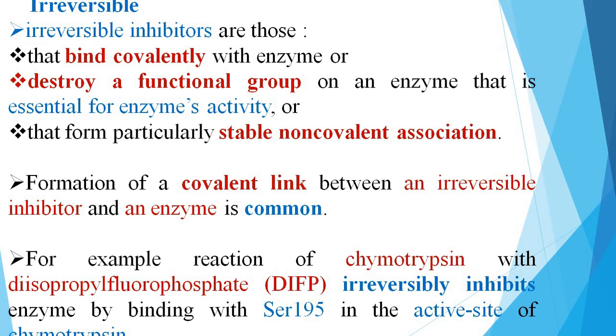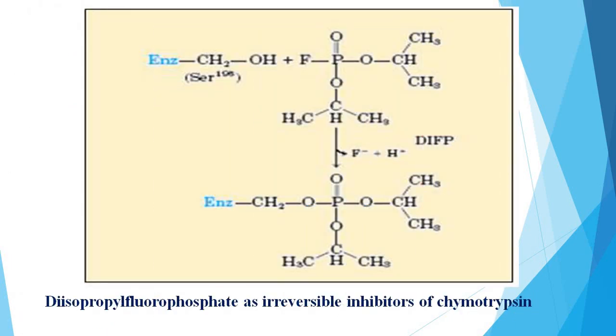For example, the reaction of chymotrypsin with diisopropyl fluorophosphate, DIFP, irreversibly inhibits the enzyme by binding with the serine 195 in the active site of the chymotrypsin. Diisopropyl fluorophosphate is a nerve gas that was developed by the Germans during the Second World War, and it binds with enzymes like the serine proteases, acetylcholinesterase, etc.